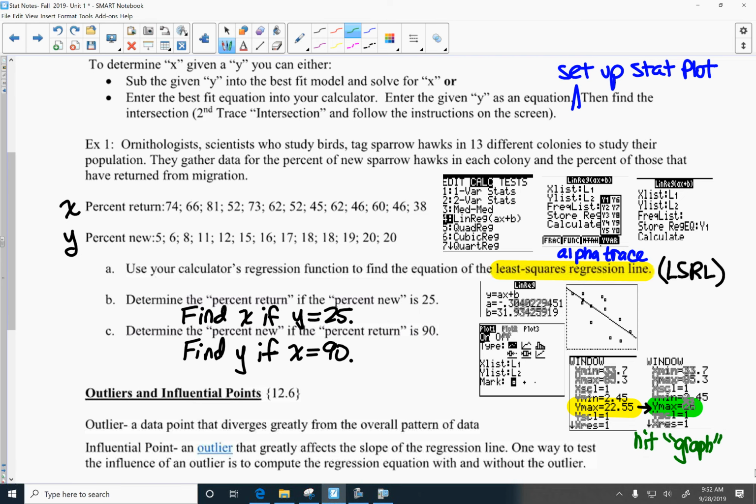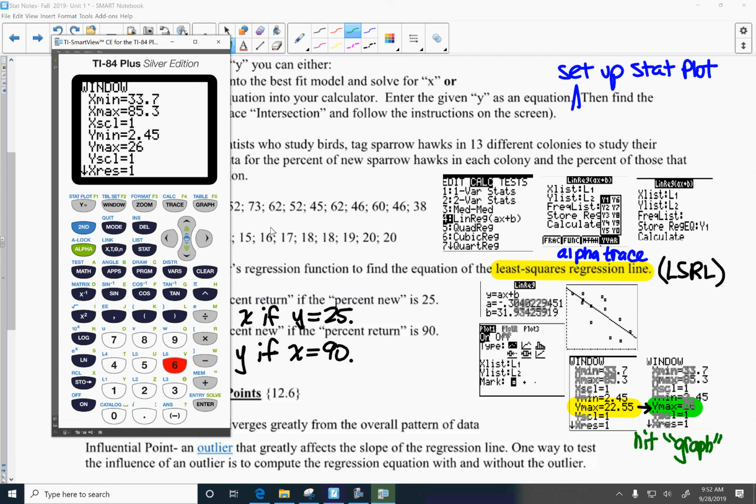All right, so on your calculator, you're not hitting zoom anymore, because once you adjust the window, if you hit zoom anything, it's going to put it back to the settings that it was before you made the changes, which is annoying. So I got the line going through the points, and then I got that. All right, so again, I'm looking for an intersection between these two lines.